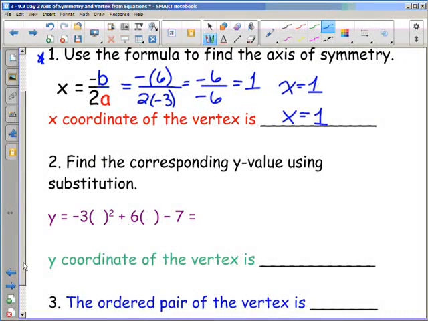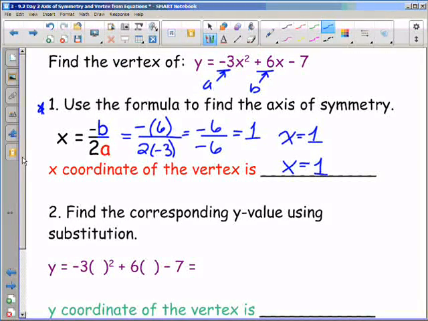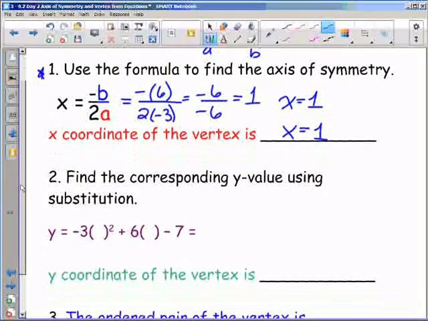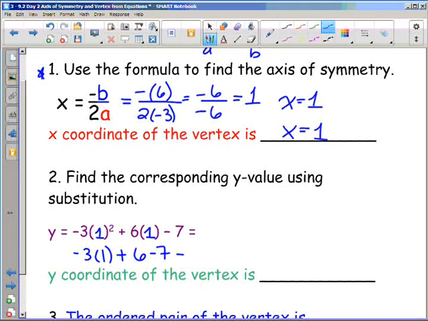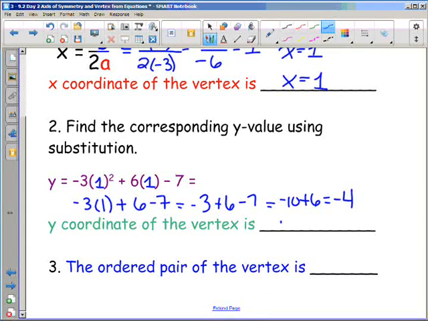So my original equation was y equals negative 3x squared plus 6x minus 7. I'm going to plug 1 in for x. Okay, so negative 3 times 1 squared, I get negative 3. 1 squared is 1. 6 times 1, 6. So if I simplify that, I get negative 3 plus 6 minus 7. In the end, I get negative 10 plus 6, which leaves me with negative 4. So the y-coordinate of my vertex is y equals negative 4.